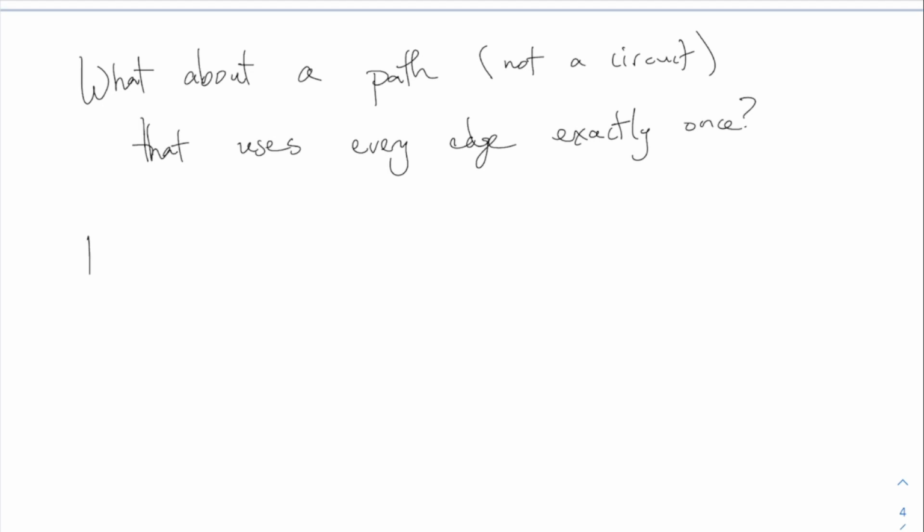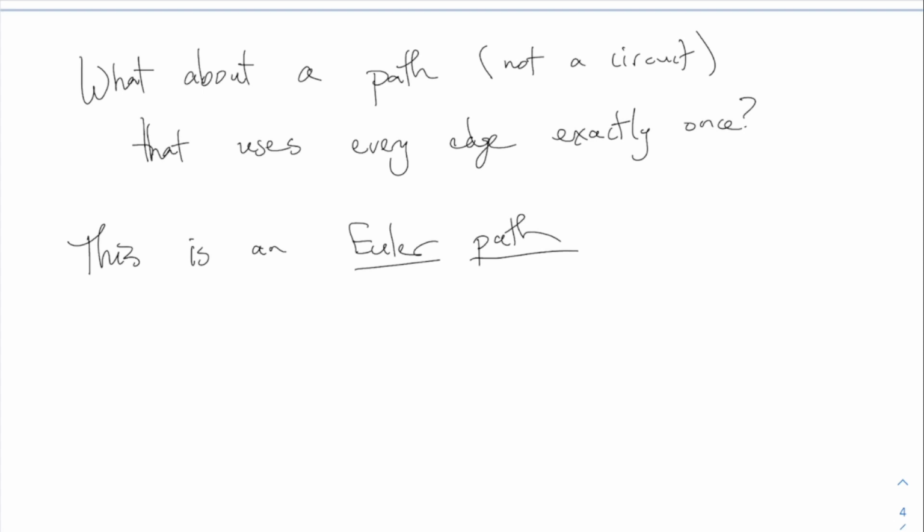There's a name for that. This is an Euler path. It uses every edge once, but it's not a circuit. It starts and ends at 2 different points. That's called an Euler path.